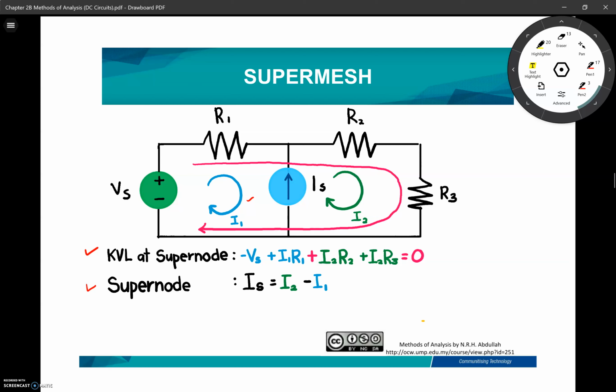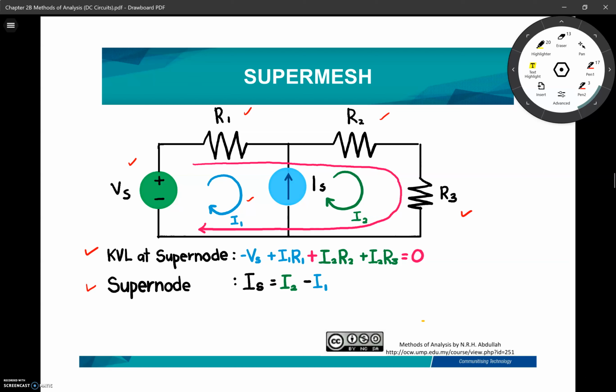Okay, so you have to combine the left loop and the green loop in order to do the KVL at the supermesh. You can see here you still have the loop I1 and the loop I2, but then you have to combine the voltage for all the elements of the left and the right loop. For example, you have to find the voltage here, here, here, and here.